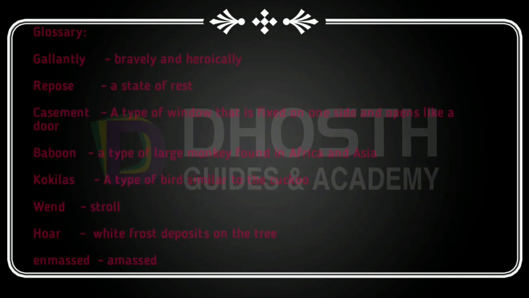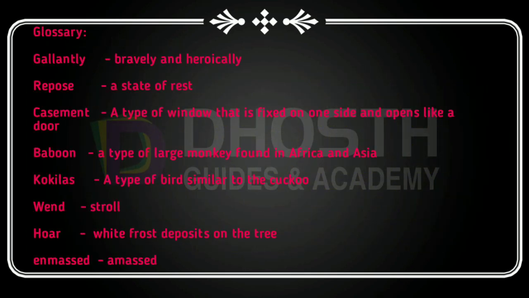Glossary. Gallantly, bravely and heroically. Repose, a state of rest. Casement, a type of window that is fixed on one side and opens like a door. Baboon, a type of large monkey found in Africa and Asia. Kohilas, a type of bird similar to the cuckoo. Wind, stroll. Hoar, white frost deposits on the tree.